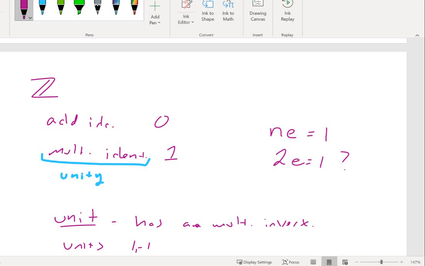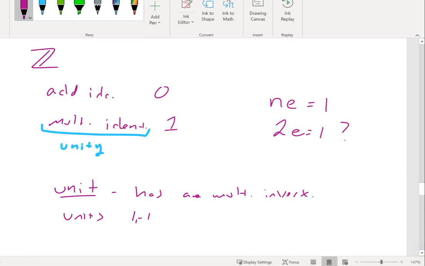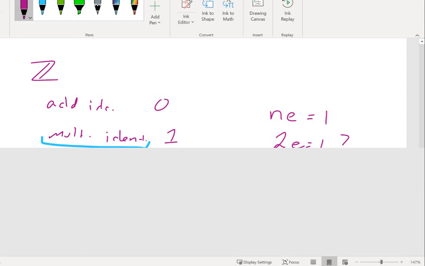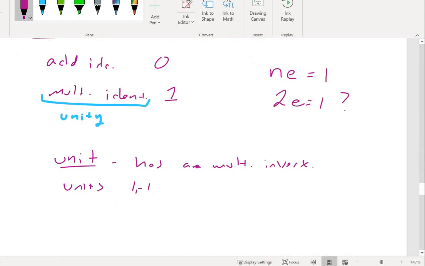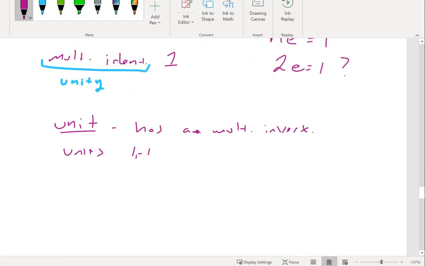So in the integers, those are our units. Saying it has unity just means it has a multiplicative identity. Since we're talking about multiplication and stuff like that, what does it mean when we say A divides B?